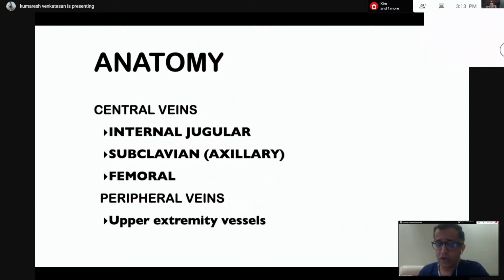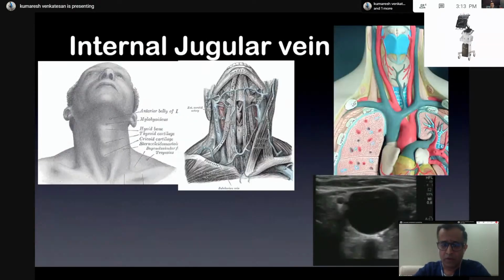Moving on, I'll give you a quick overview of the anatomy of the vessels of interest to us. The three main central veins are the internal jugular vein, the subclavian-axillary vein, and the femoral vein, and then we do cannulation in the peripheral vessels as well. When we talk about the internal jugular vein, we know that the vein lies in the neck underneath the sternocleidomastoid on either side, and it runs along with the carotid vessels, and then it goes down where it joins with the subclavian vessels.